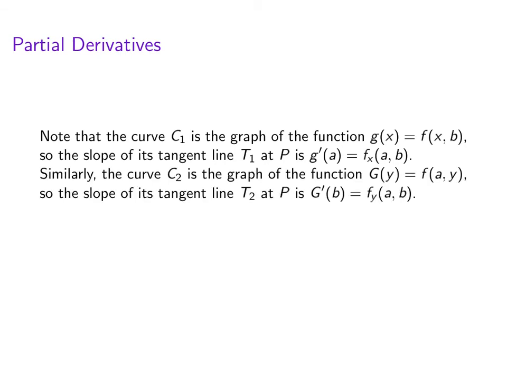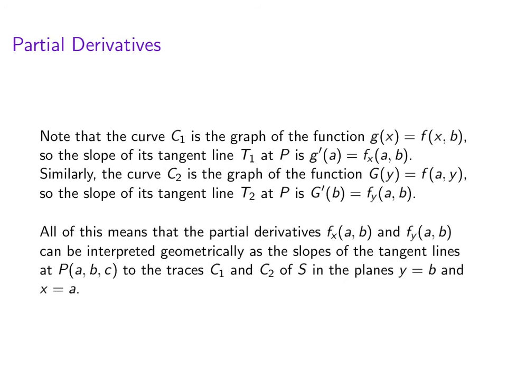And similarly, the curve C2 is the graph of the function G of y equals f of a, y. So the slope of its tangent line, T2, at the point P, is capital G prime of b, which is the same thing as the partial derivative with respect to y evaluated at a, b.